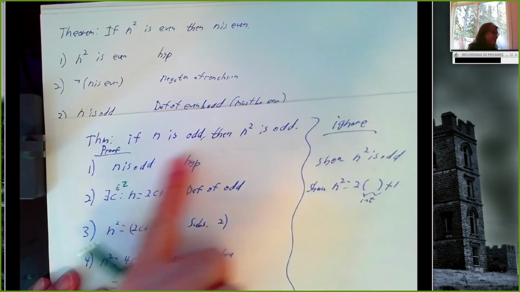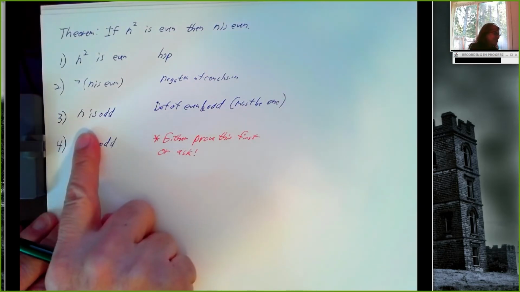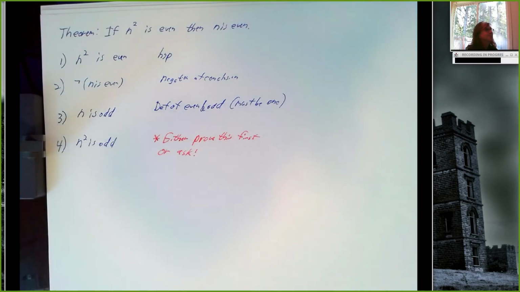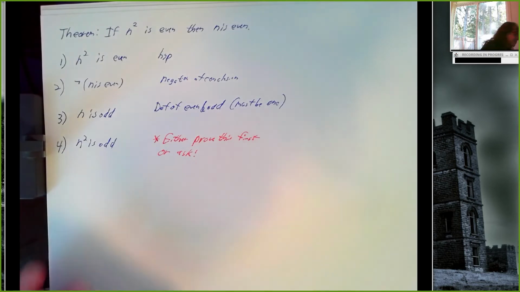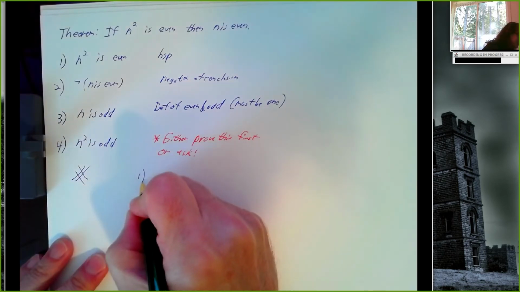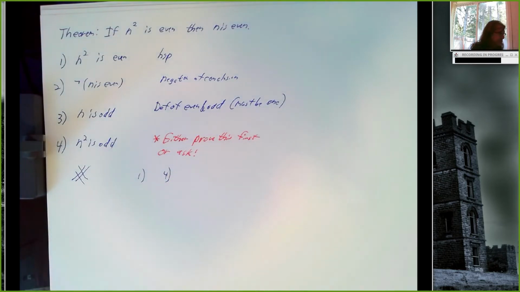But in this case, we just showed if n is odd, n squared is odd. Well, step 3 was the proposition n is odd, so I can go ahead and write step 4, n squared is odd. And in this case, we just proved this. So what's our step 5? Well, if it's odd and even, then we have a contradiction. There you go. There's our contradiction. And the contradiction is statements 1 and 4. This says n squared is even, this says n squared is odd.